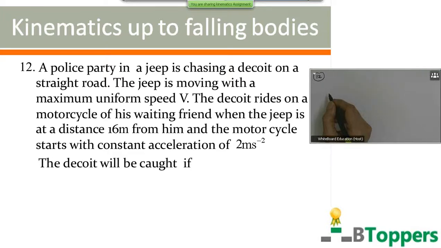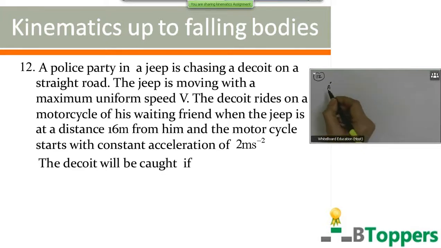When the jeep is at a distance of 16 meters from him, the motorcycle starts with a constant acceleration of 2 meters per second square. The dacoit will be caught if... I have shown you 4 options in my earlier class. You have to find the condition for the value of V, for what value of V the dacoit will be caught.